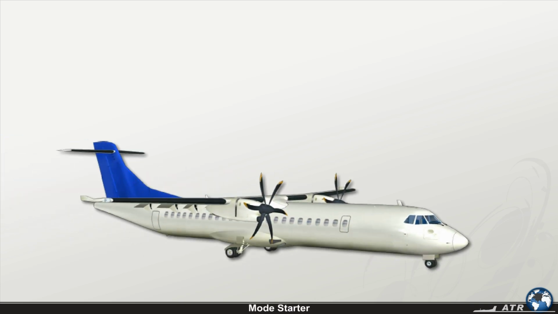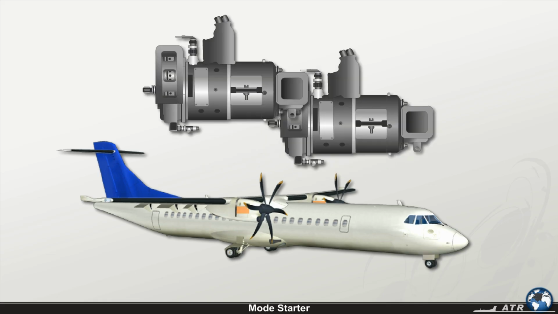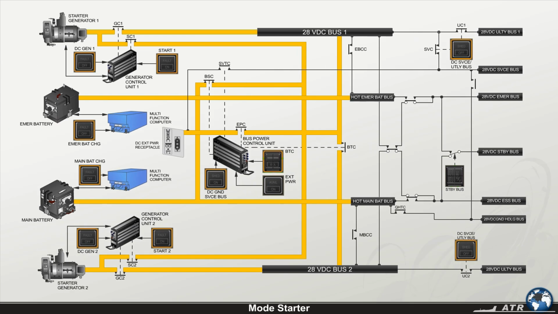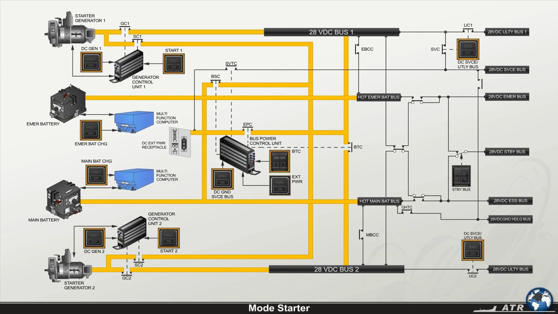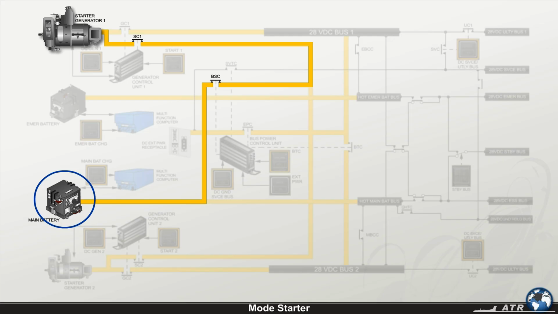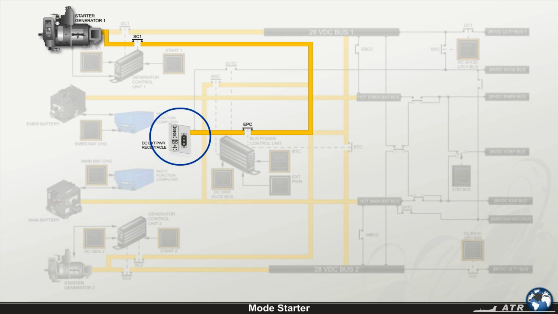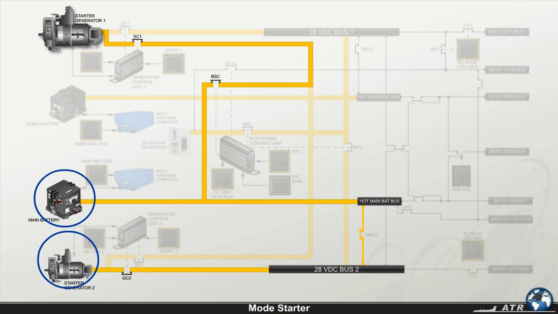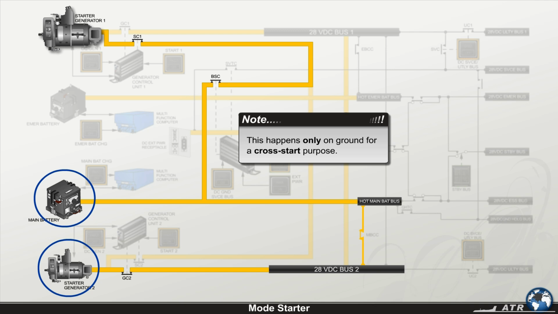As you may already have guessed from their name, the starter generators are designed to work in two different modes, either as starters or as generators. Let's begin with their function as starters. When an engine starts, the respective starter generator is either connected to the aircraft main battery, the ground external power unit, or the main battery and the operating generator of the other engine. This happens only on ground for a cross-start purpose. The cross-start will be explained in detail later on.